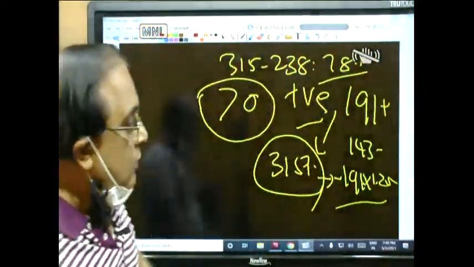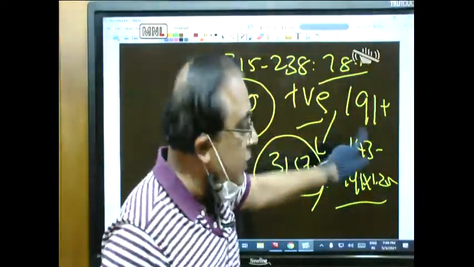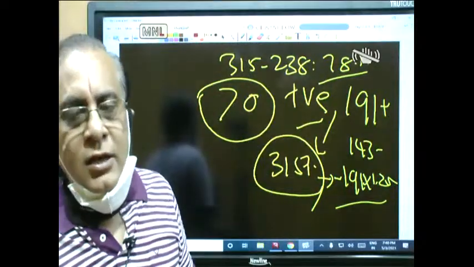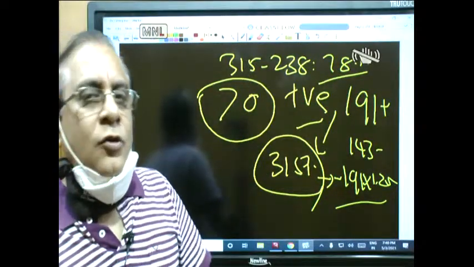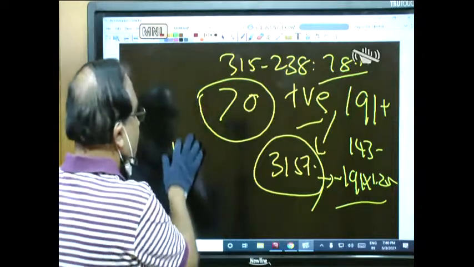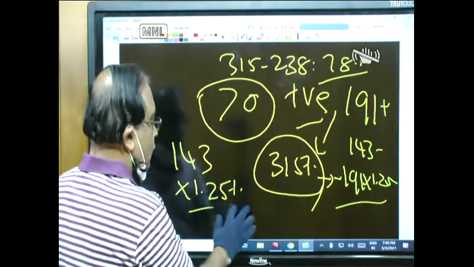78%. Now this is 191 times, but this is 335 weeks. So for the remaining 143 weeks, you would have lost the entire 1.25%, because it is not at all in the positive zone. So the entire 143 times you would have lost. So what would have happened is 143 into 1.25%, right? So this is the loss straight away.